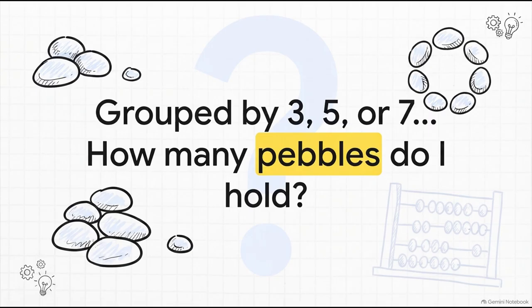If you group them by 3, 1 remains. If you group them by 5, 1 remains. But if you group them by 7, perfection is found, 0 remainders. Now the total number of pebbles is less than 100. Using everything we've just talked about regarding multiples and remainders, how many pebbles are there? I'm going to leave you to crack that mathematical code on your own.